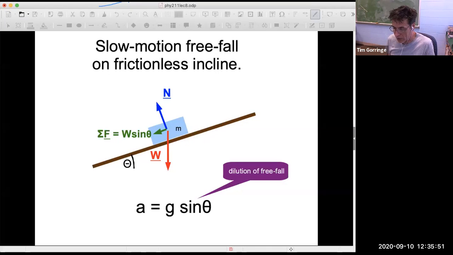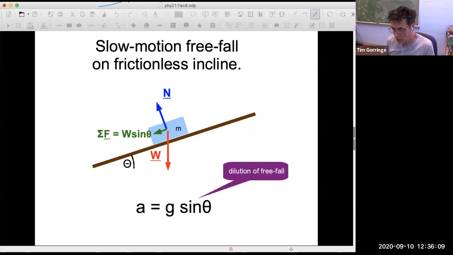So let me introduce the problem on pulleys by first reminding you of a problem of a block on an incline. This is a very famous problem in physics. You always do blocks on incline in physics. You can't get away with not doing blocks on incline in physics.